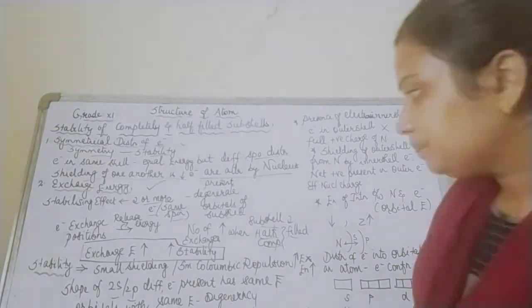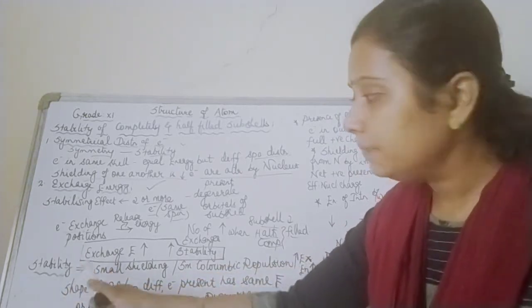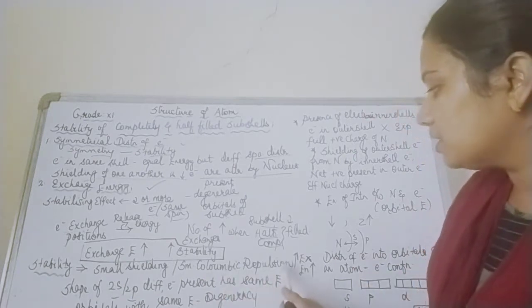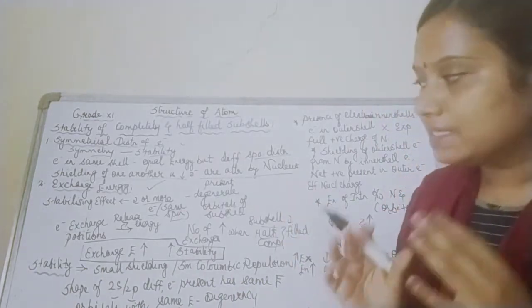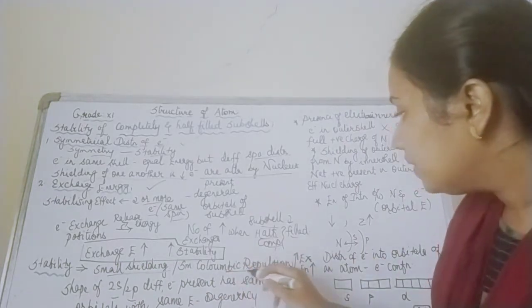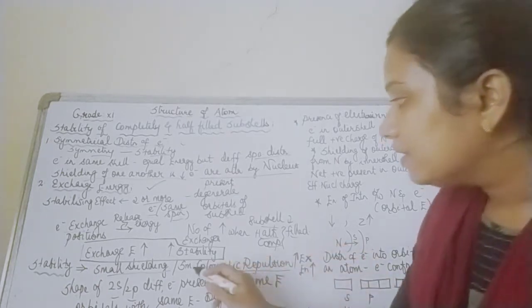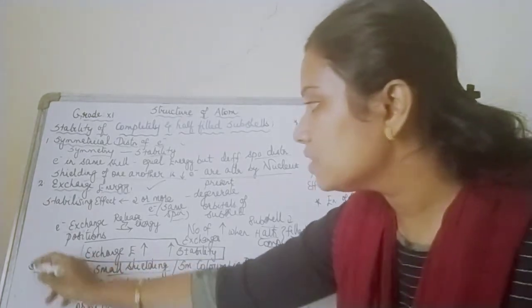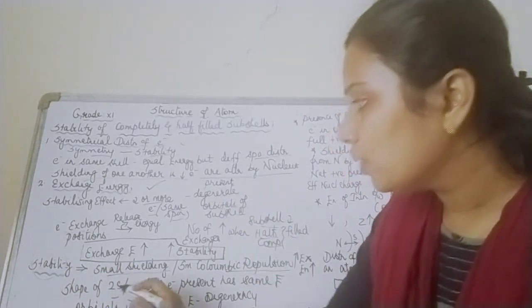Now, I am going to say a particular orbital is stable when the shielding is less and the Coulombic repulsion is small. When I say a particular orbital is stable, it should have small shielding and its repulsion should be more. When exchange energy is more, then the Coulombic repulsion is also more. If this is more, then what happens to the stability? The orbital is said to be stable. Now, when you see the shape of 2s and 2p, they are different.